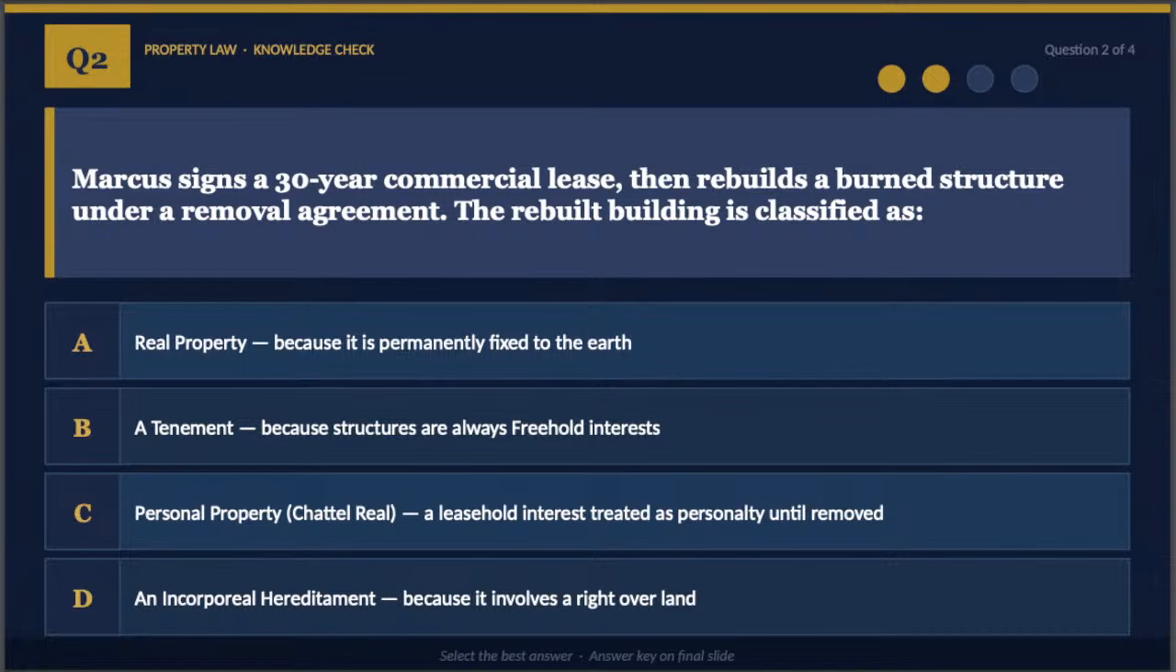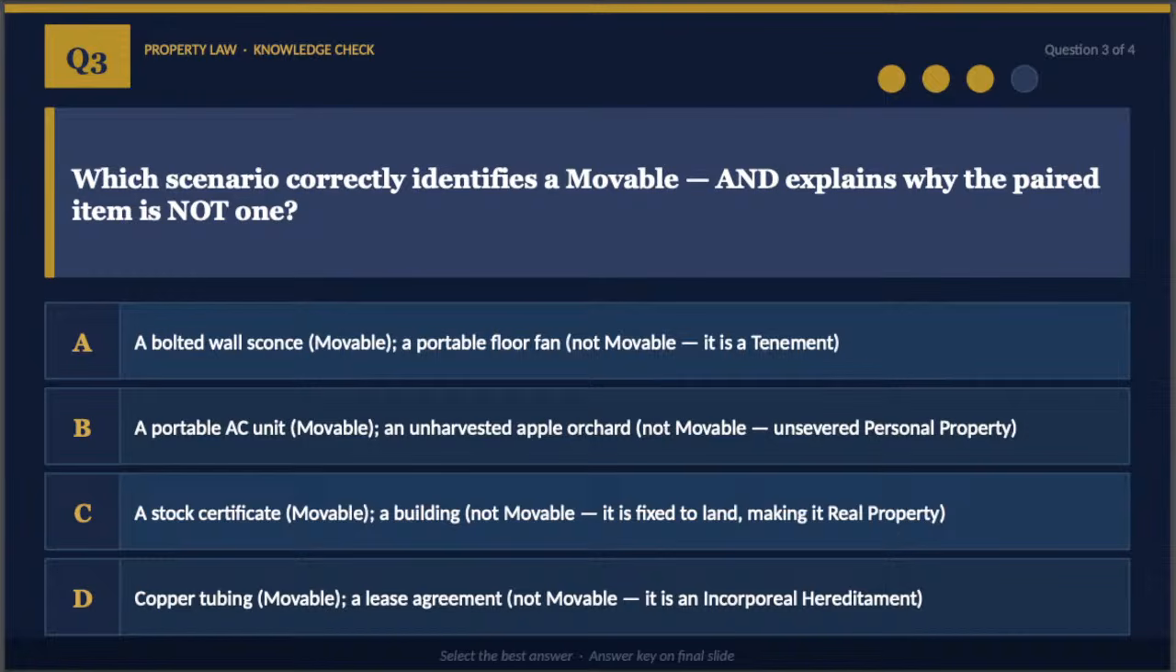Okay, so we got 2A, real property, because it's permanently fixed to the earth. All right, good. Let's move along. We're on to question 3. Which scenario correctly identifies a movable and explains why the paired item is not one? To make it even harder, we're going to give scenarios. One is going to correctly identify a movable and explains why the paired item is not one.